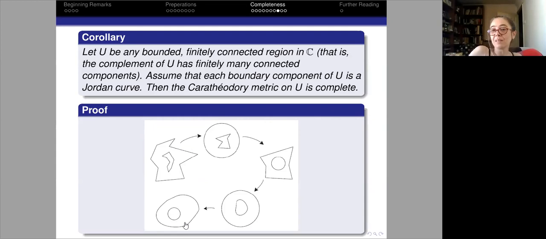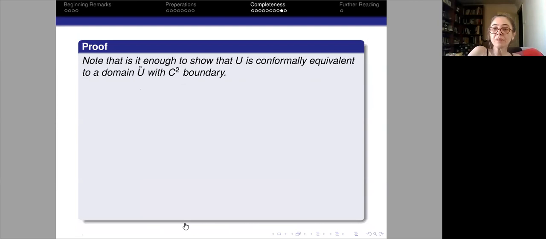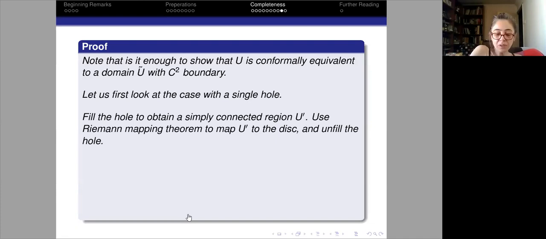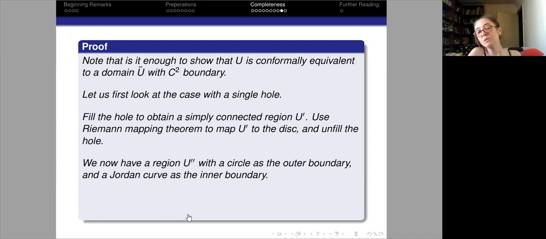Let us first look at the case with a single hole. Now what we do is we fill the hole to obtain a simply connected region U prime. Then we use Riemann mapping theorem to map U prime to the disk. And then we unfill the hole again. Now we have a region U double prime. This region has a circle as the outer boundary and it has a Jordan curve as the inner boundary.